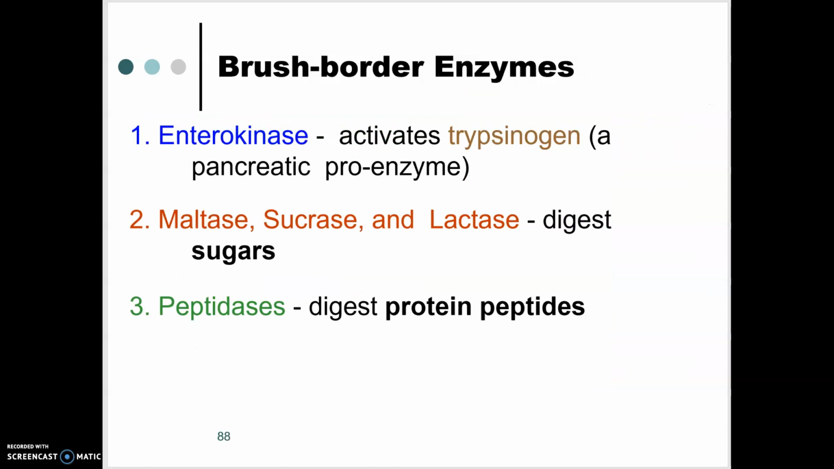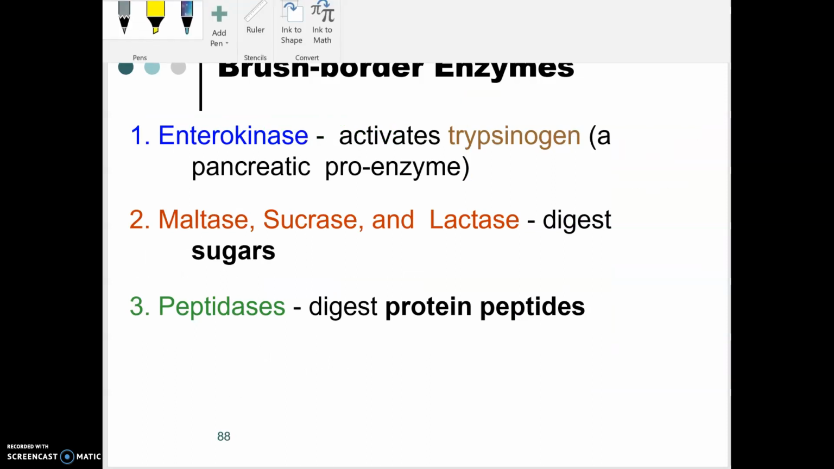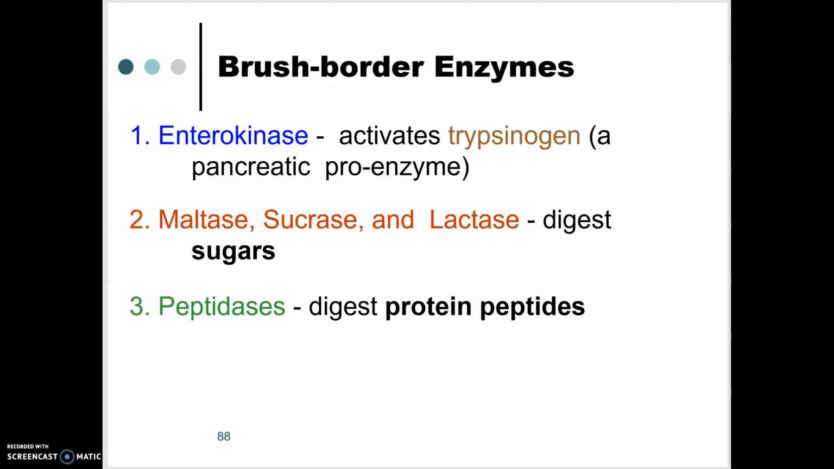Now, here's a look at some of the enzymes that are created at the brush border. One of the enzymes produced is called enterokinase. And remember, enzymes are always going to end with ASE, right? If you see ASE at the end of a word, that's going to be a hint to you that we're going to be looking at an enzyme. So we've got enterokinase first. And that's an enzyme that's going to activate a molecule called trypsinogen.